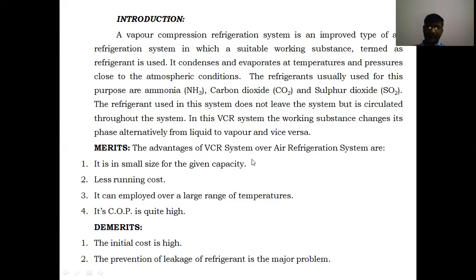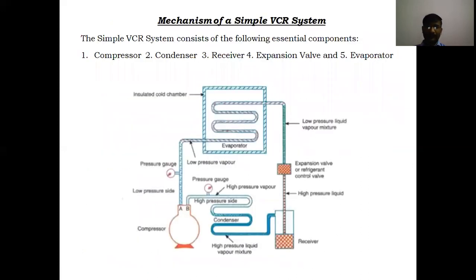Let us go for the mechanism of the VCR system. What are the components involved in the VCR system and how do they work? In this class, I will discuss the mechanism of the VCR system. As we know, the simple VCR system consists of the following 5 essential components. These are the 5 essential components for the simple VCR system.